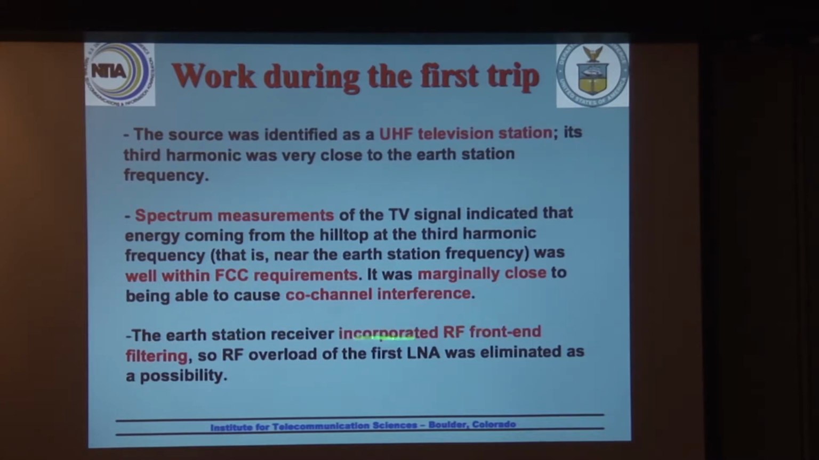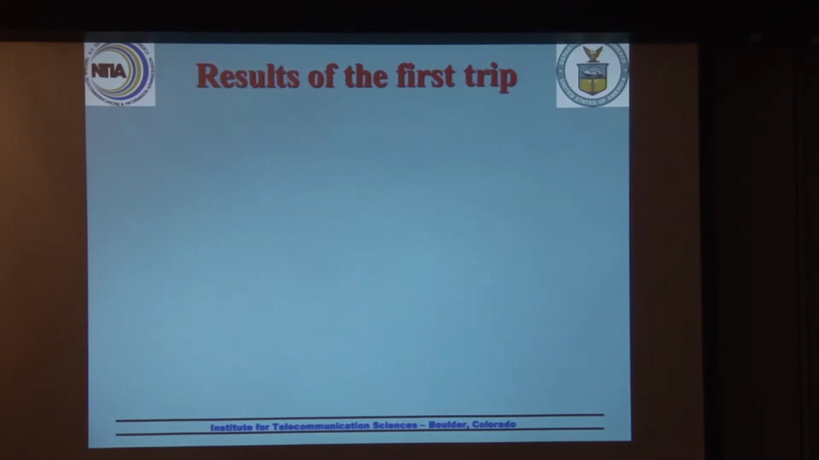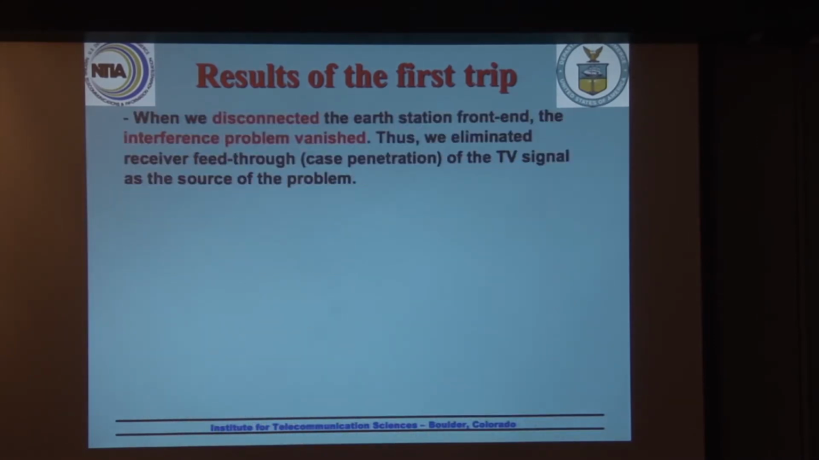As for RF front-end filtering, they did have a filter installed on the earth station receiver, so we knew that RF overload was eliminated as a mechanism. However, given the close proximity of the broadcast hilltop to the earth station and the high power of broadcast signals, we were concerned about the possibility of case feed-through, receiver feed-through.